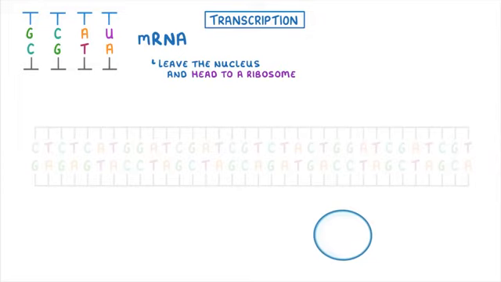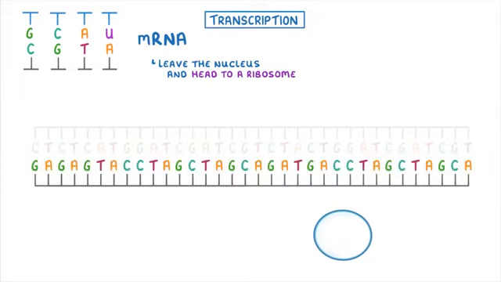One last thing to mention though is that this strand of DNA, which the RNA polymerase moved along, is called the template strand. So it's the template strand which is used to make the mRNA.